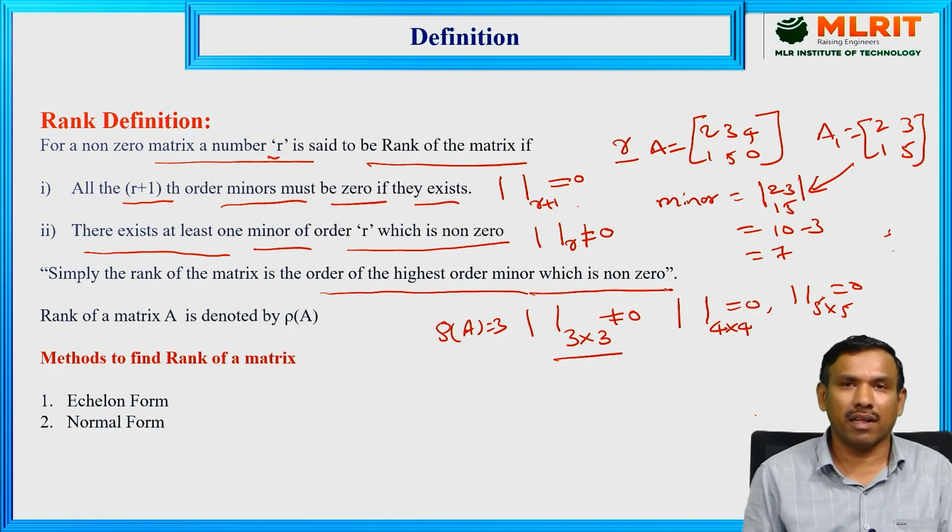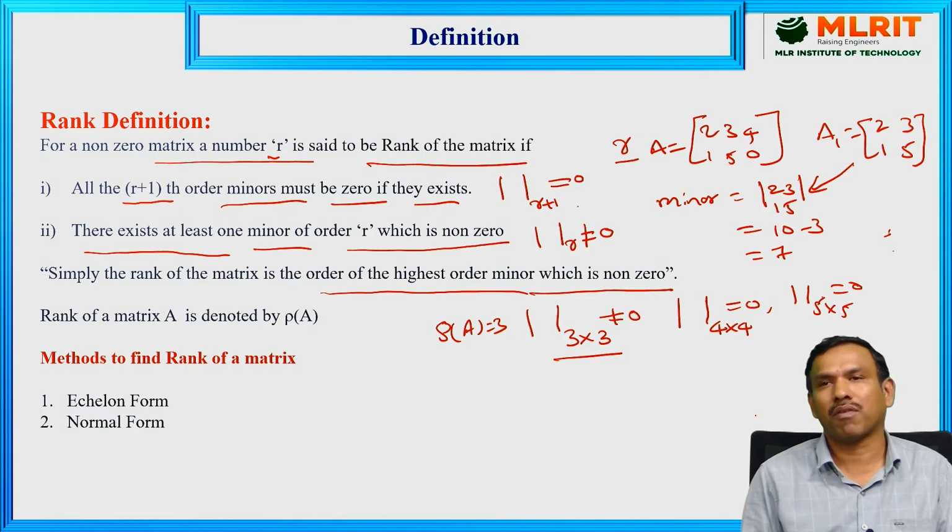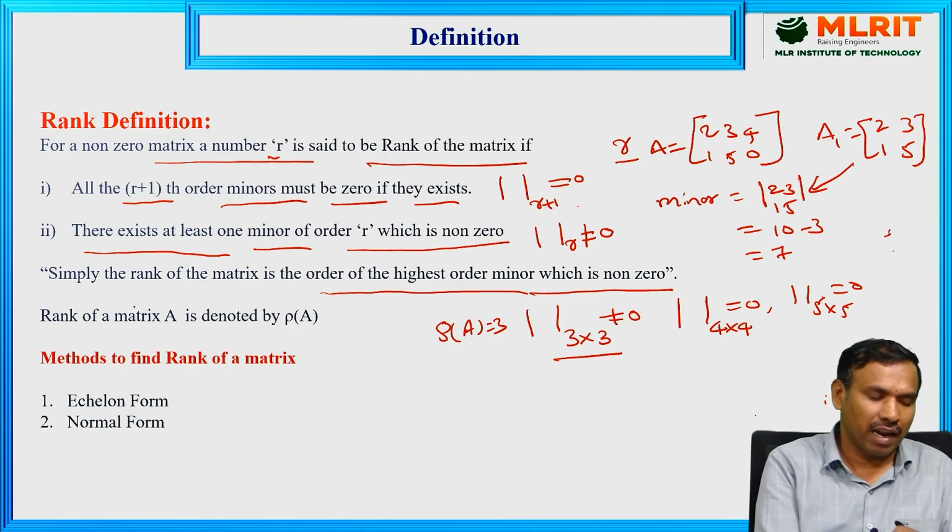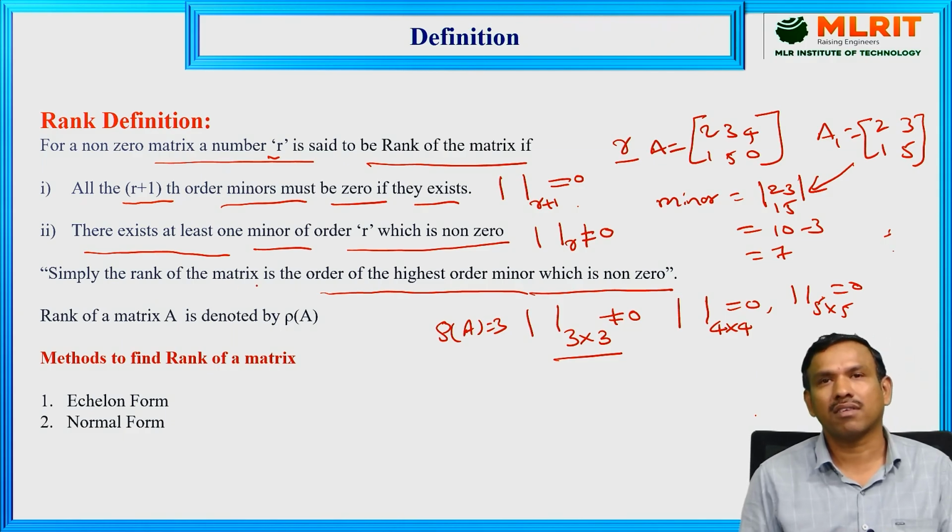In the given matrix, what could be the highest order minor which is non-zero? Maybe a 2 by 2 minor is not equal to 0, maybe 3 by 3, maybe 4 by 4 is not equal to 0. Suppose 4 by 4 is the highest order minor which is not equal to 0, then 4 will be taken. Even if a 3 by 3 minor or a 2 by 2 minor is not equal to 0, the highest order minor will be taken as the rank of the matrix. So precisely, the rank of the matrix is the order of the highest order minor which is non-zero. We discussed some examples also.